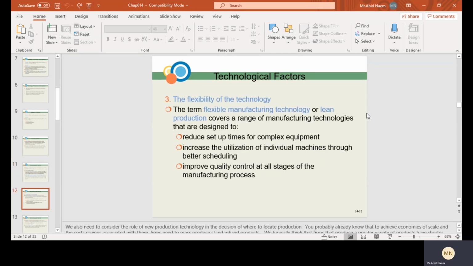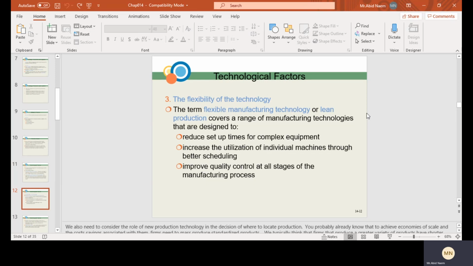The next factor a firm has to consider is the technological factors. That includes but is not limited to the flexibility of technology. The term flexible manufacturing technology, or lean production, covers a range of manufacturing technologies that are designed to reduce setup times for complex equipment and at the same time increase the utilization of individual machines through better scheduling.